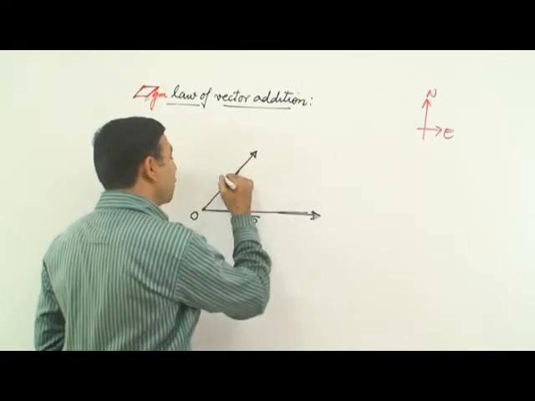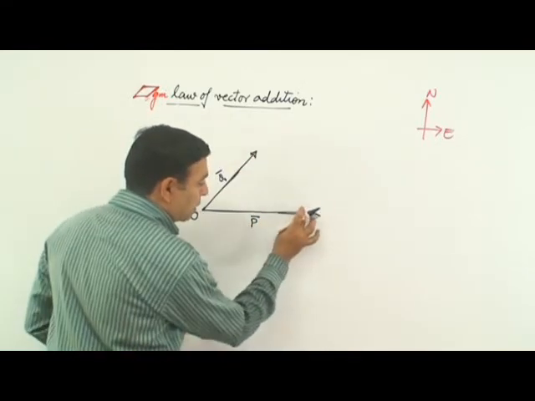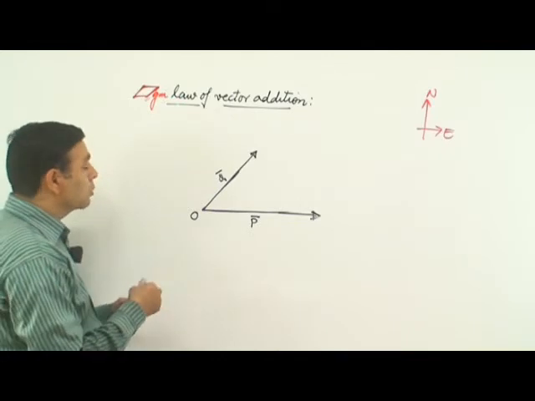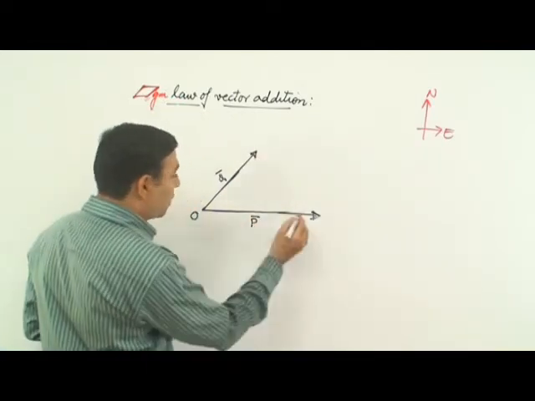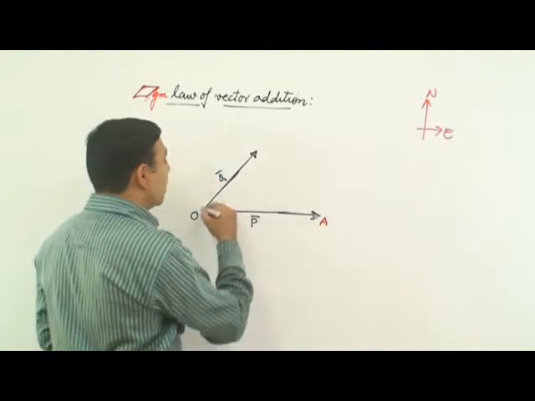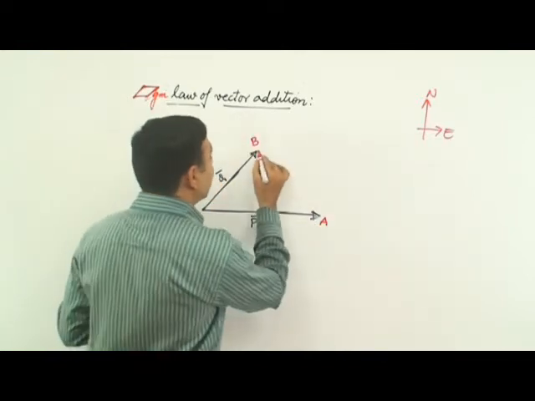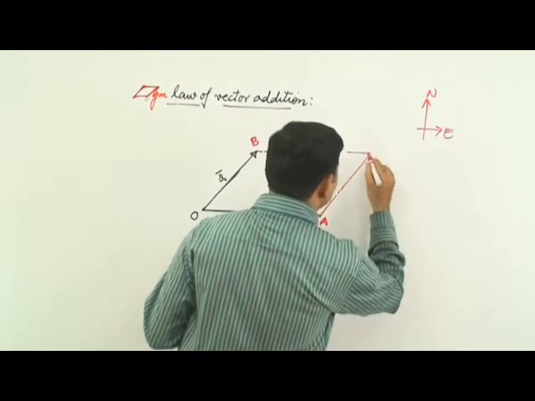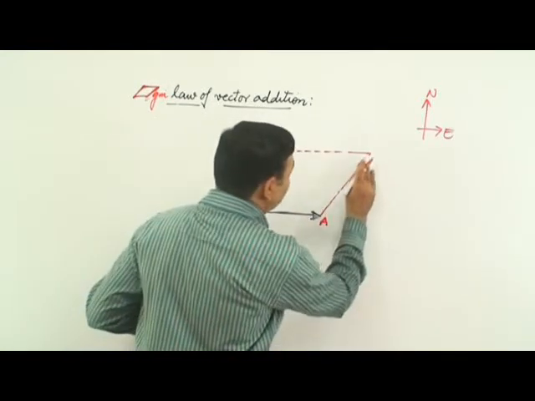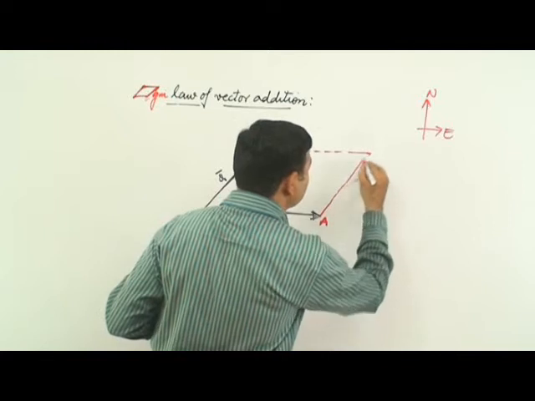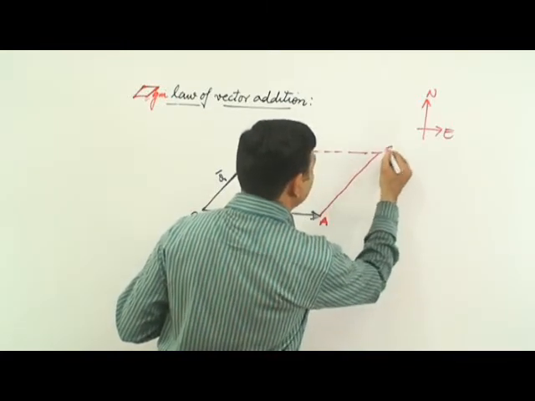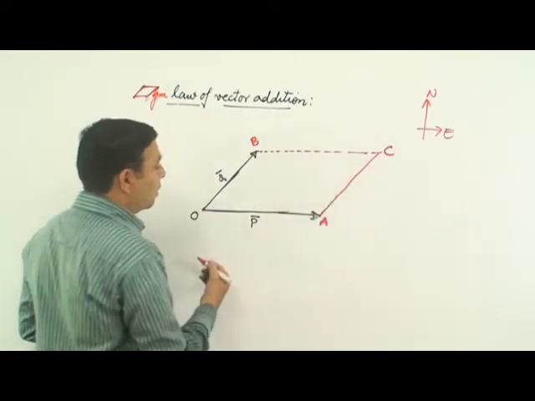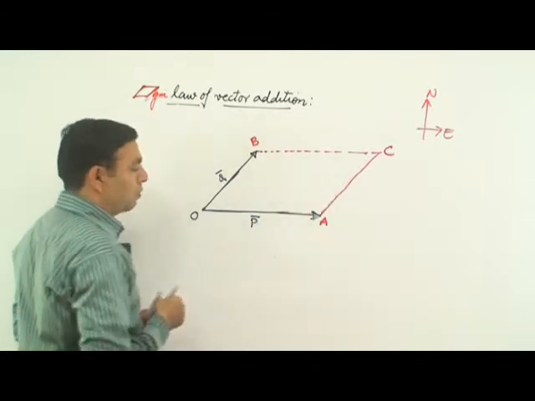So if two vectors can be represented by adjacent sides of a parallelogram, that means you need to complete the parallelogram with these two vectors as adjacent sides. I mean vector OA as P and vector OB as Q, and we need to complete the parallelogram. You know very well, in a parallelogram opposite sides are parallel and equal to each other magnitude wise. Let me complete the parallelogram OACB. Now this is the parallelogram OACB. OB and AC are parallel and equal, OA and BC are parallel and equal. Fine. So the statement is something like this.